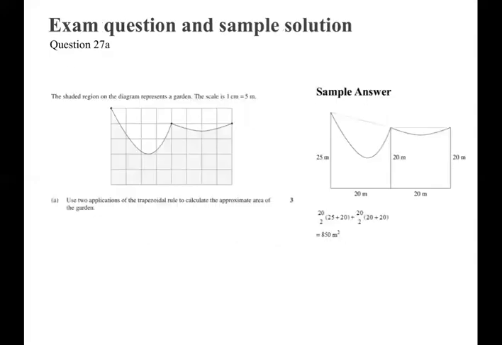Question 27, they had a garden. We had a scale diagram where there was a garden in it. They had to use 2 applications of the trapezoidal rule to calculate the approximate area of the garden. They could do the conversions at the beginning, on the diagram, or at the end after they worked out the area. So the sample answer is there.